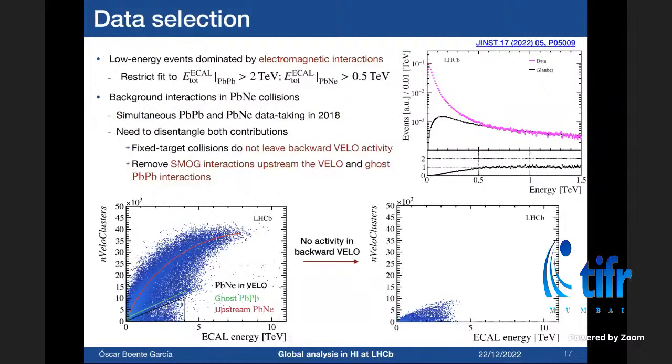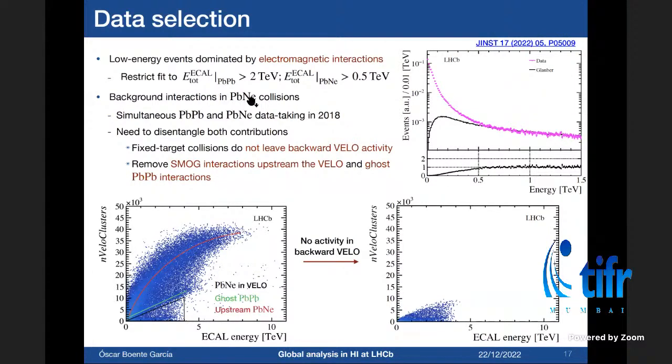We have to worry a bit about selecting our events well to do this measurement. First, at low energy, low centrality, let's say, events start to get dominated by electromagnetic interaction. So we can only consider energies larger than these values to do our Glauber fit, as you can see here. You see the great difference between the Glauber model and the data at these low energies.